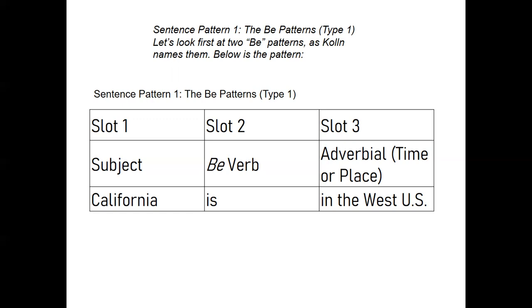Examples include, for example, your performance will be next month. Okay. So your performance is the subject, will be is the be verb, and next month is the adverbial because your performance is the subject, will be is the be verb, and next month is the adverbial telling when, next month.